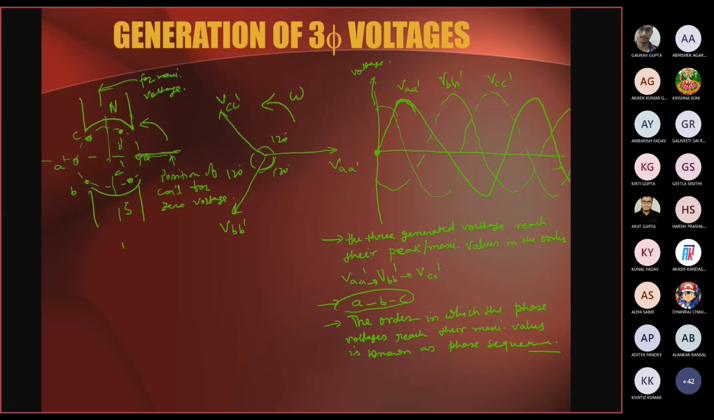Here at t equal to 0, when we are starting the rotation of the coils, at that time the C phase voltage starts decreasing. Which phase is A, B, or C here, I don't know. It started decreasing, so whichever reaches its first peak, that is your phase sequence.